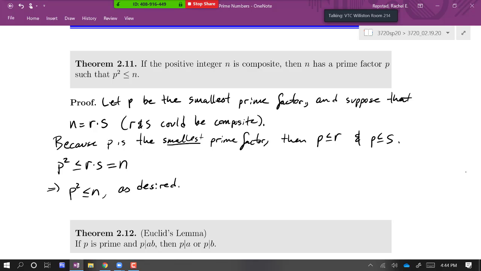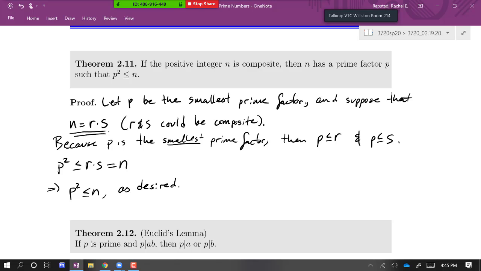Yeah, so we're letting p be the smallest prime factor of n, right? So n is composite, and I could find its prime factorization. p is the smallest prime that divides n. And part of our assumption here is that n is composite, so I could factor it. And here I'm just giving any old factorization. So like n is r times s. r and s don't have to be prime factors. This isn't a complete factorization, but I'm just saying I can write n as the product r times s.